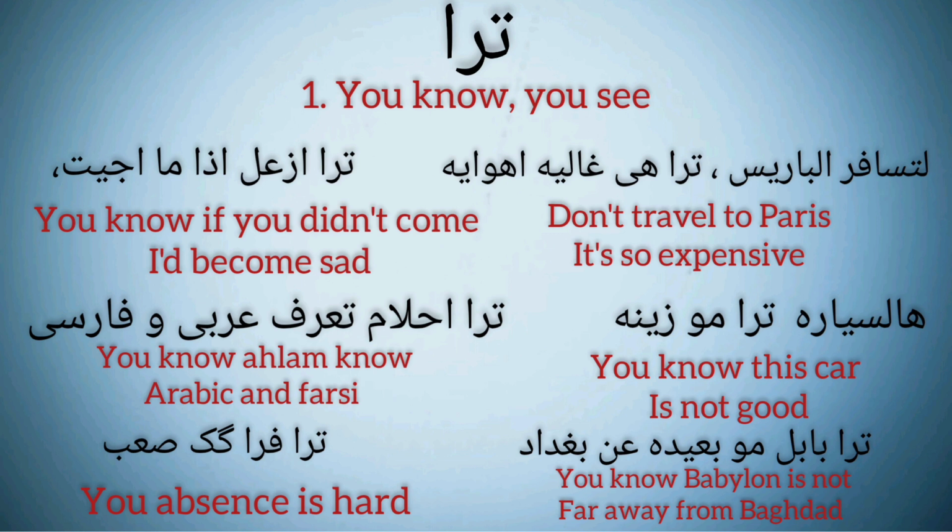ترى أزعل إذا ما إجيت. You know, if you didn't come or if you don't come, I'd become sad. ترى means you know. أزعل means I become sad. أزعل is the verb, okay? إذا means if. ما إجيت, if you didn't come.